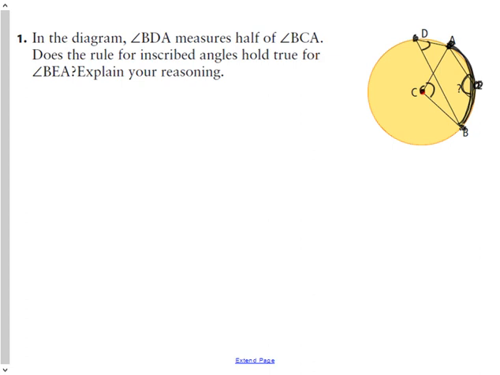In order for the relationship between central angle and inscribed angle to be true, it has to be created on any point outside of the arc, not inside the arc. So the answer is no, it doesn't hold true because the inscribed point is within the arc, which makes it not hold true to the central angle inscribed angle relationship.